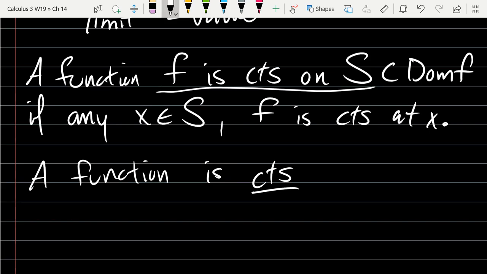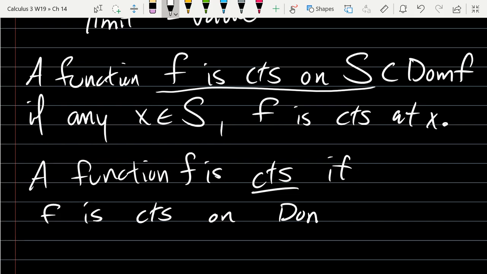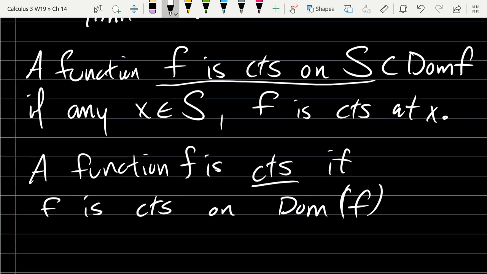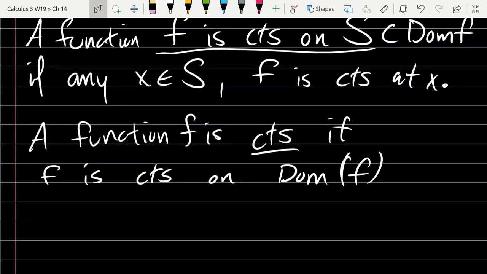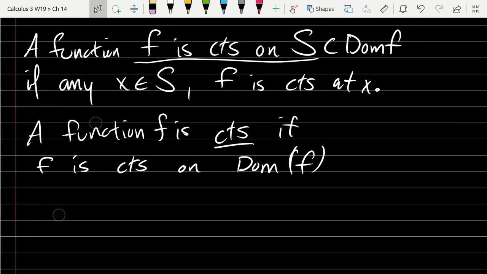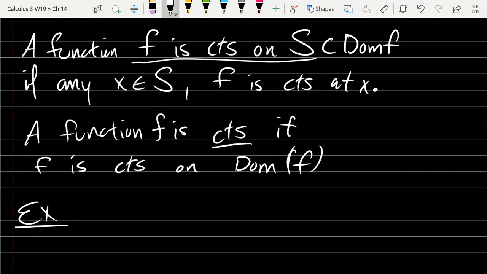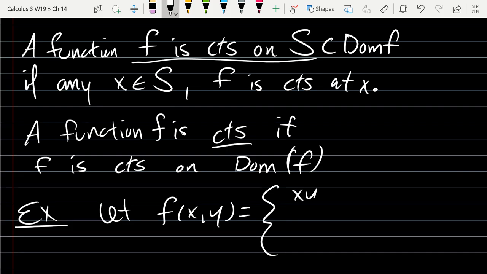Before, we had continuous across an interval. So our sets before were all intervals of real numbers. Now sets can be more general. Usually they're going to be two or three dimensions. Now, if you remove any stipulations on continuous at a point or continuous on a set, if you talk about a function f is continuous, it means it's continuous on the entire domain. So if a function is continuous on every single input, it's continuous.